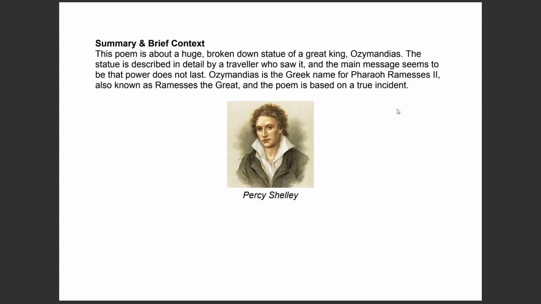So, summary and brief context. This poem is about a huge, broken down statue of a great king, Ozymandias. The statue is described in detail by a traveler who saw it, and the main message seems to be that power does not last. Ozymandias is the Greek name for Pharaoh Ramesses II, also known as Ramesses the Great, and the poem is based on a true incident. So this is Percy Shelley.